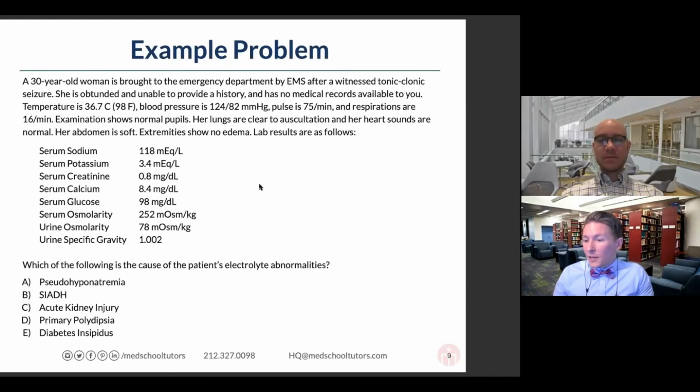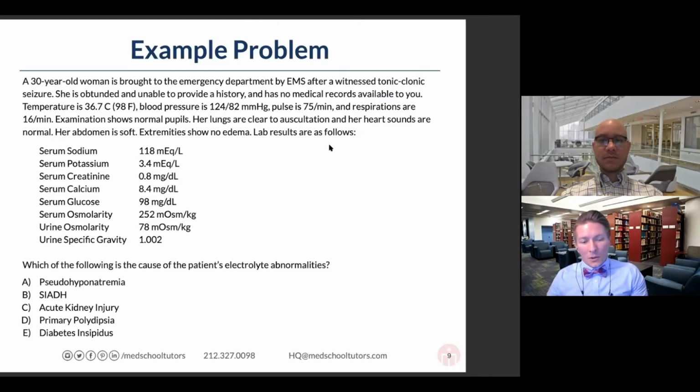The one extra thing I'll throw in here too is that for this particular diagnosis, somebody who's experiencing primary polydipsia, the problem is behavioral. The body is doing everything that it should, but the person is doing something that's going to lead to an imbalance here.